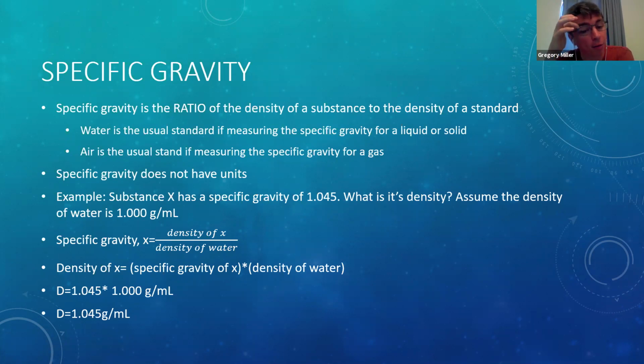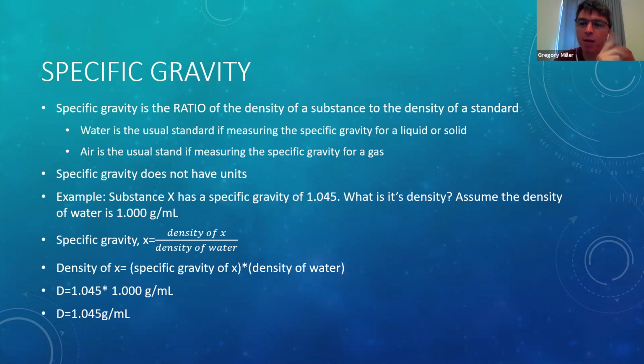So as a quick example, if we have a substance with a specific gravity of 1.045, no units, what's its density? Assume the density of water is 1.000 grams per milliliter. So specific gravity, we can just plug into this equation. We can also rearrange it. What we want to find is the density of our compound, substance X. So if we multiply by the density of water on both sides, we'll get density of X equals specific gravity of X times the density of water. We can plug everything in and solve.